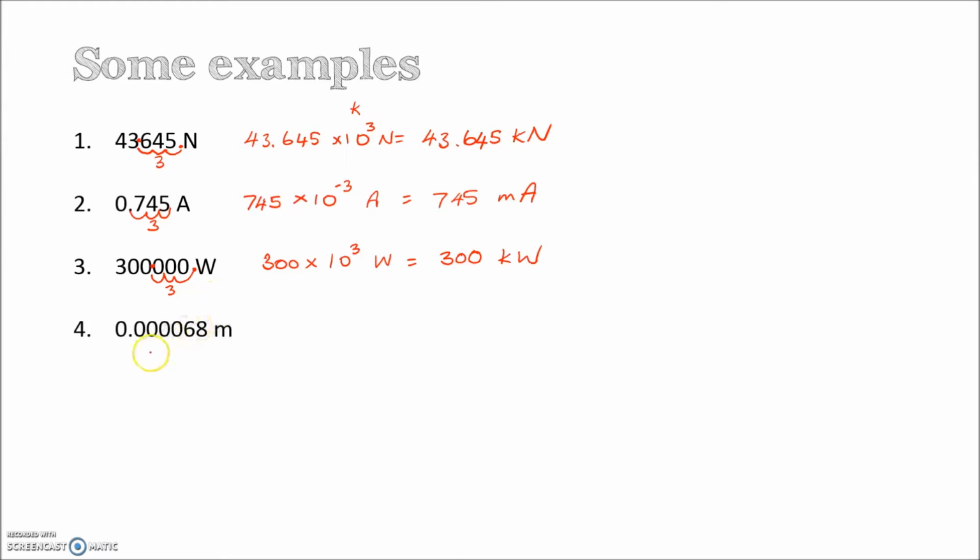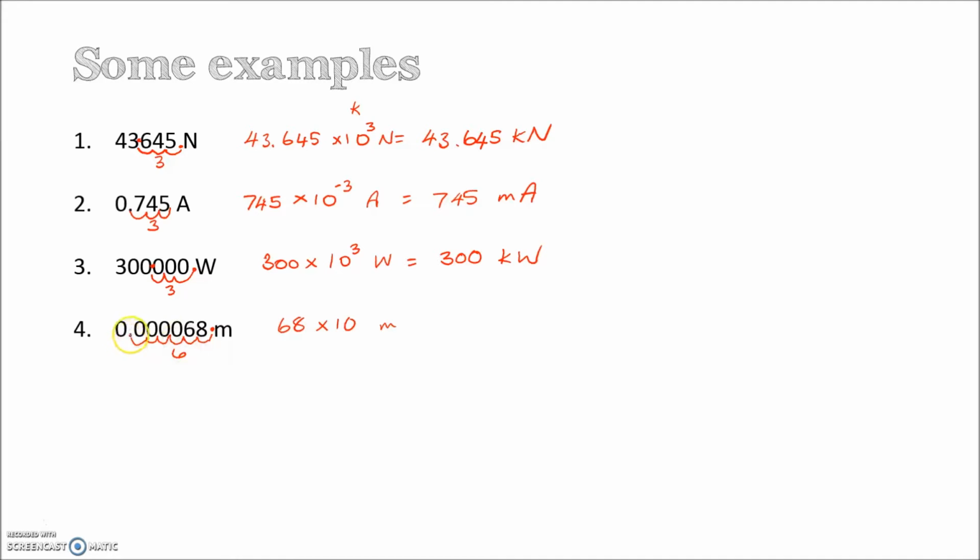Example number 4. Okay, we've got a really small number here, so we want to express it with 68. So 1, 2, 3, 4, 5, 6. There's the decimal point now. So we've 6 zeros there. So 68 times 10 to the something meters.